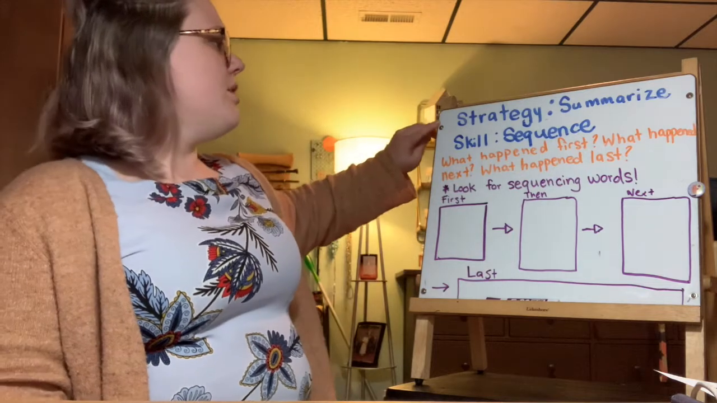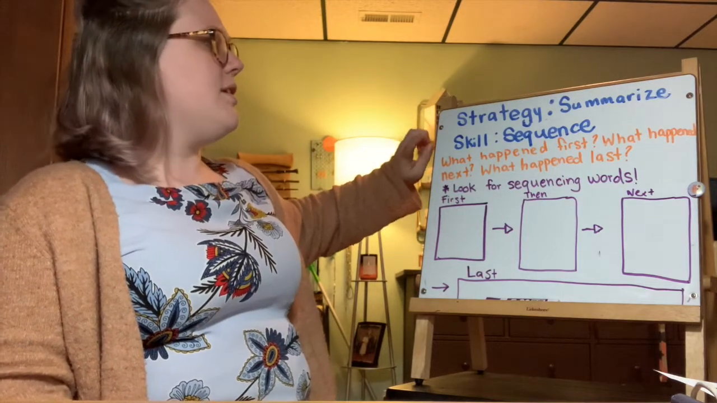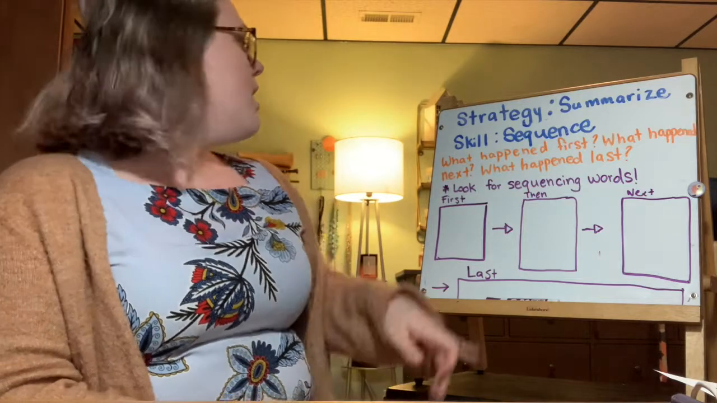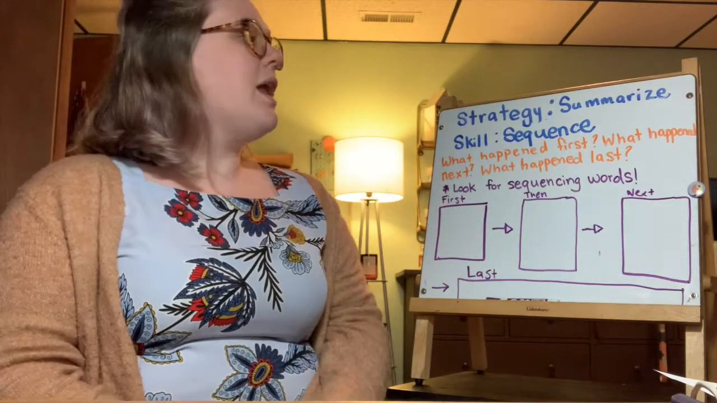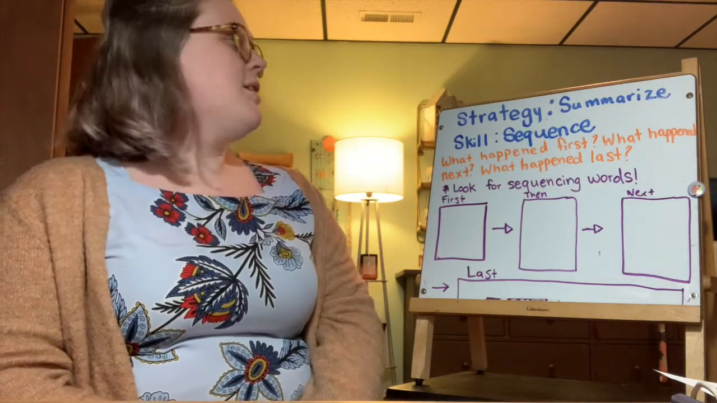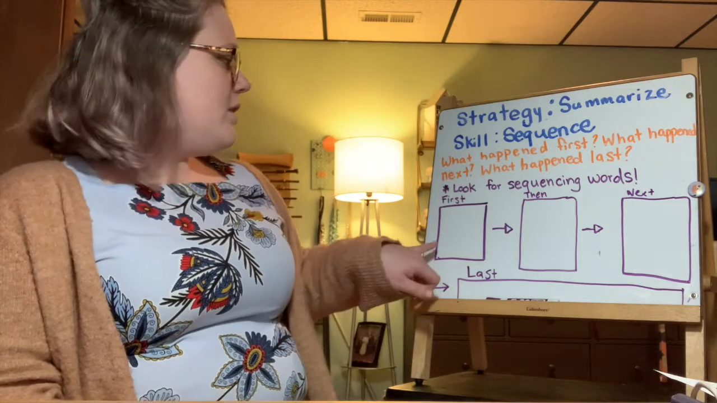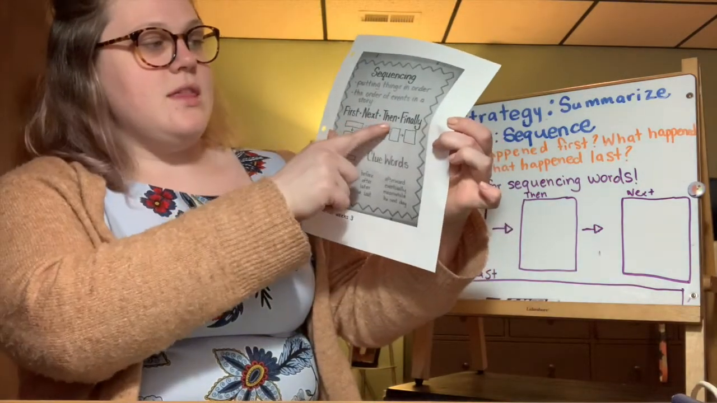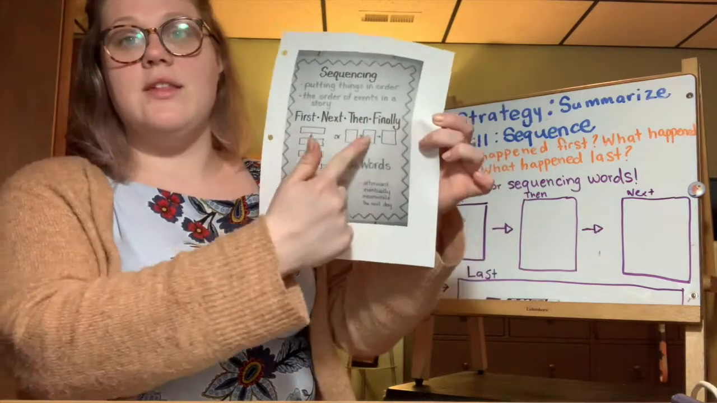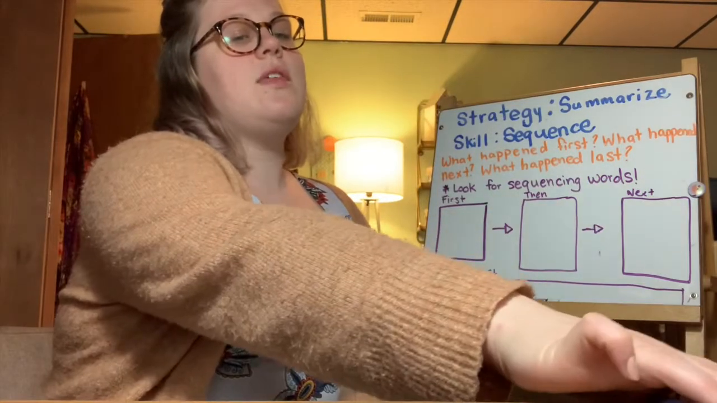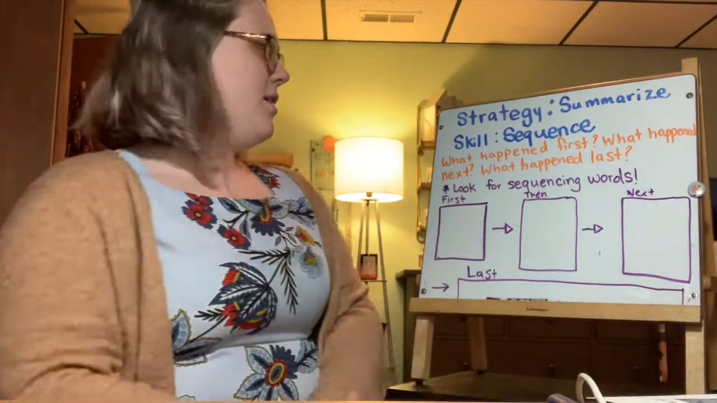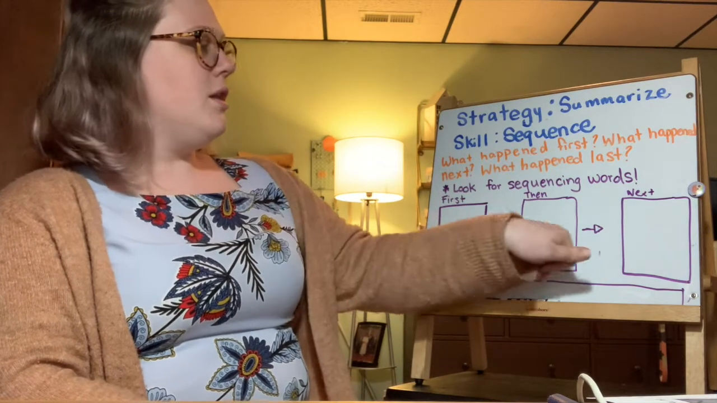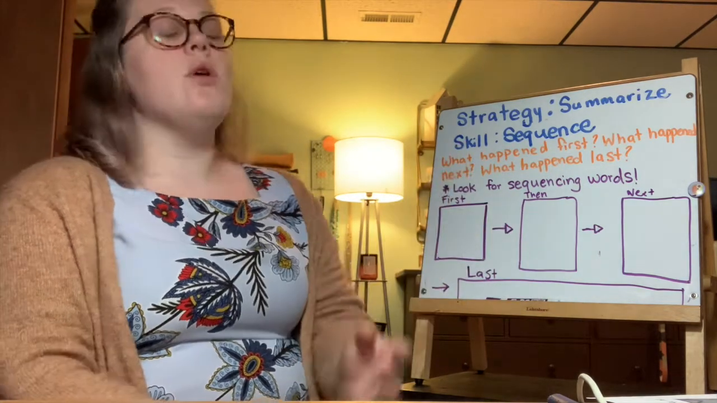So when we sequence, we are using that sequencing skill as a strategy to help us summarize the text. And when we're sequencing, we want to think about what happened first, what happened next, and what happened last. Oftentimes you'll see, as in this anchor chart, the order first, then, next, finally, or first, then, next, last. That's the way that most of the time we're going to sequence a text. So a lot of times our sequencing graphic organizers can look like they have three to four boxes in them.